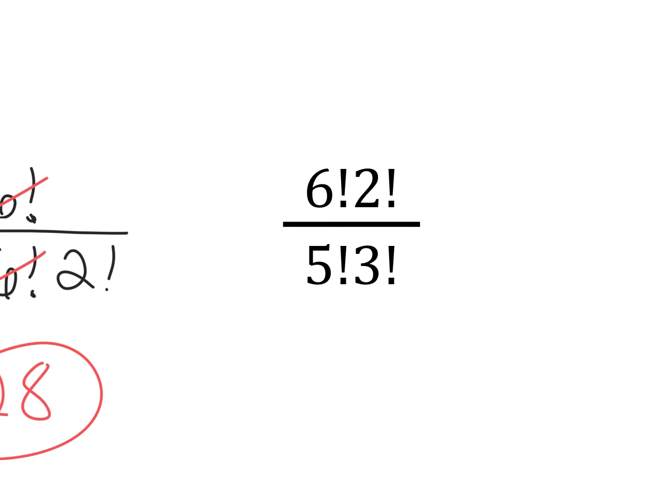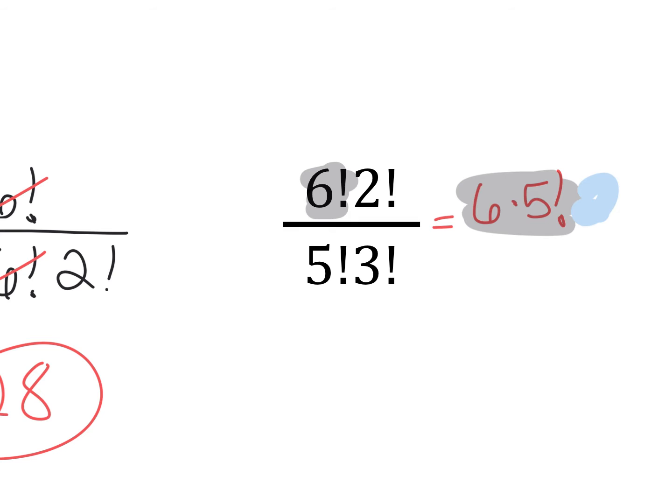I've got 6 factorial times 2 factorial, divided by 5 factorial times 3 factorial. So I'm going to have 6 times 5 factorial. Essentially, that's just another way to write 6 factorial. And then my 2 factorial is just going to stay the same. So I'm going to have 2 factorial.